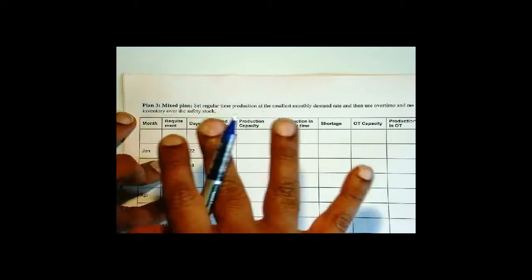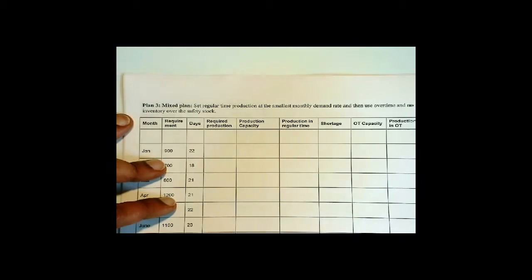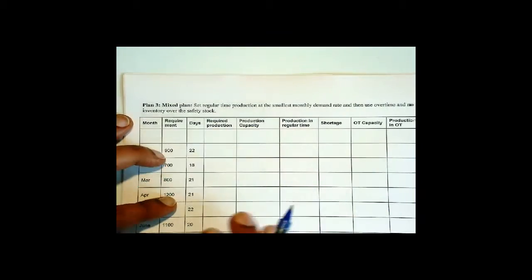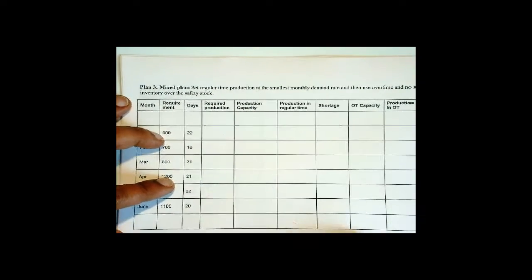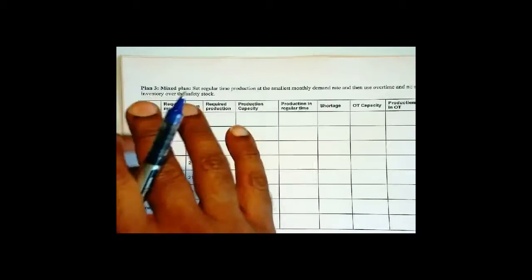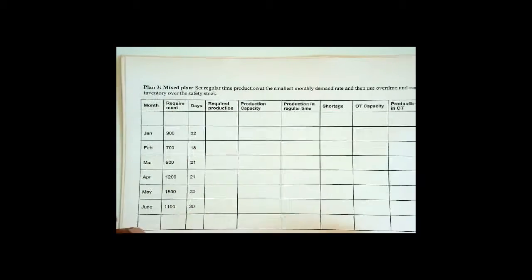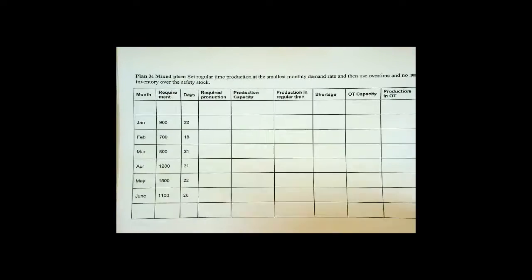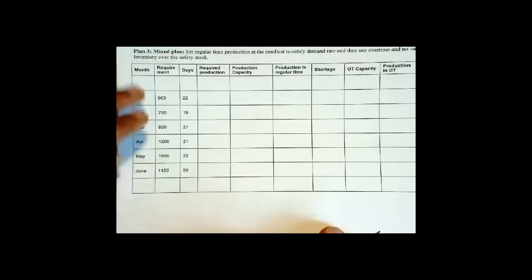So it is like level production, except that it's also like chase production, because we are producing exactly what is demanded and we're making up the shortfall in capacity through overtime and subcontracting. So let's first look at what is the required production.